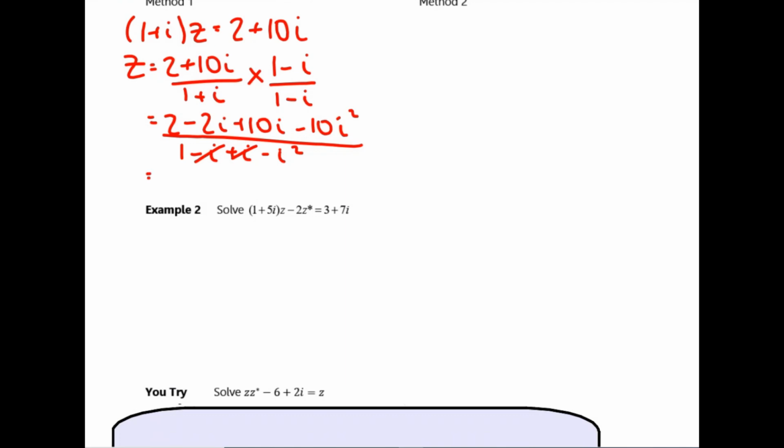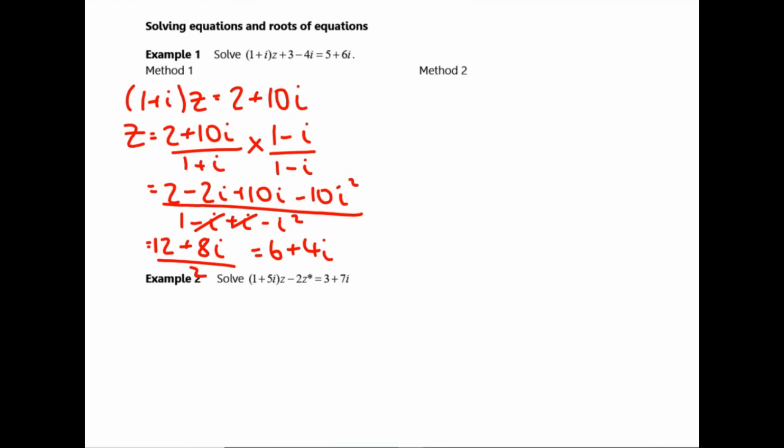So on the top, collect up my real bits. I've got 2. Minus 10i squared becomes plus 10 because i squared is minus 1. So that's 12. And then I've got minus 2i plus 10i, which is plus 8i. 1 minus i squared, well, i squared is minus 1, so that's 1 plus 1 is 2. And then I'm going to cancel this and write it as 6 plus 4i. This is the obvious way of solving this equation.